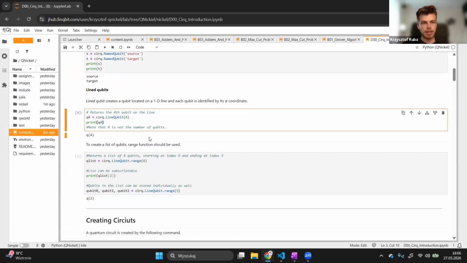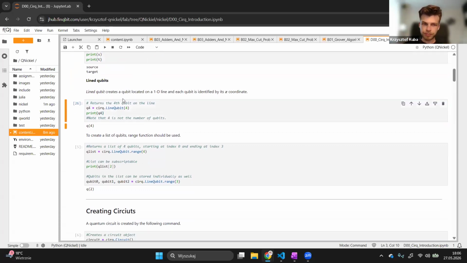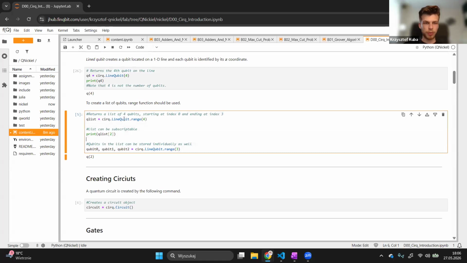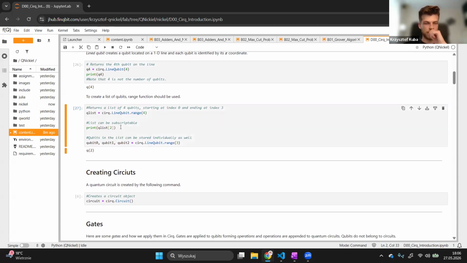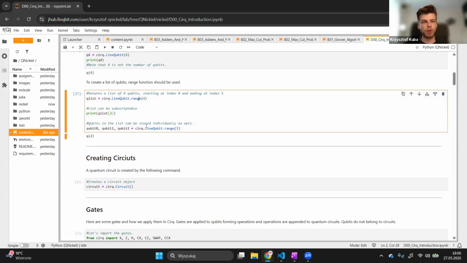We are more interested in line qubit. And line qubit creates a qubit with the index 4. Note that, unlike the Qiskit convention, line qubit creates only one qubit with the index 4, not an array of qubits. In order to create an array of qubits, we will use the range method. So this one will create a list of four qubits, right? And they're indexed from 0 to 3.